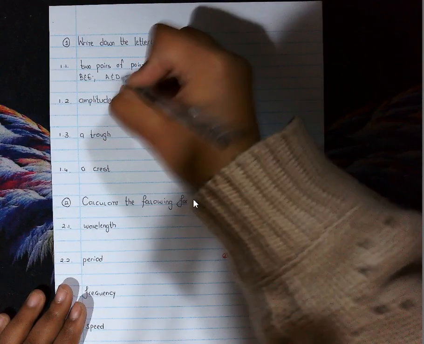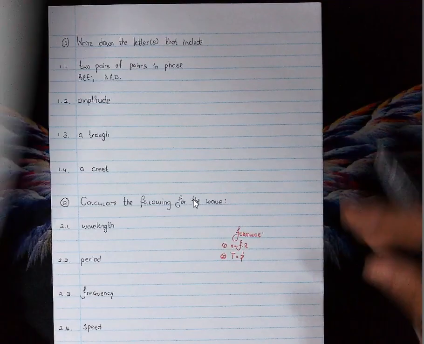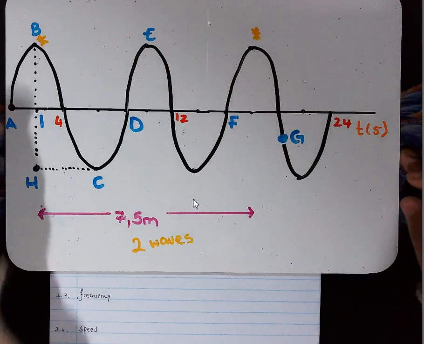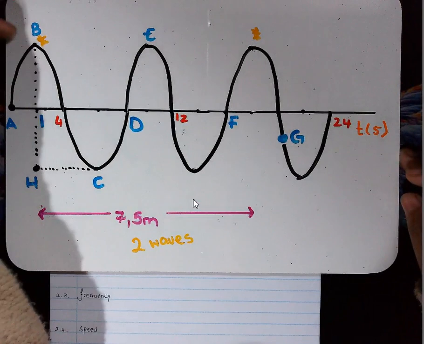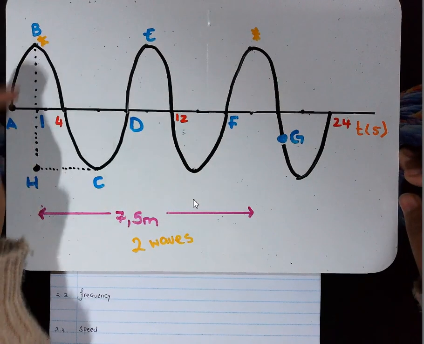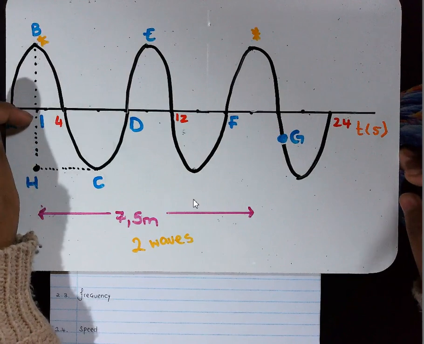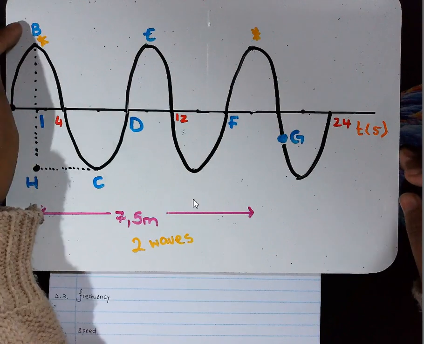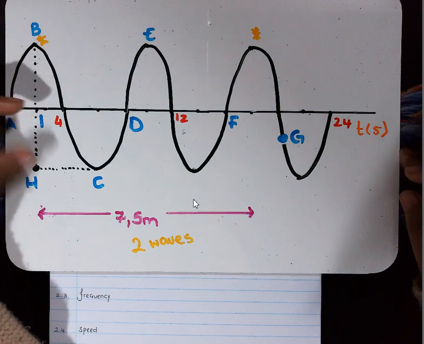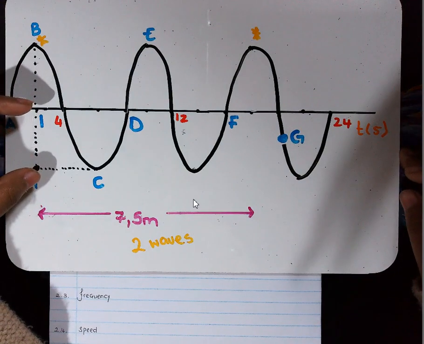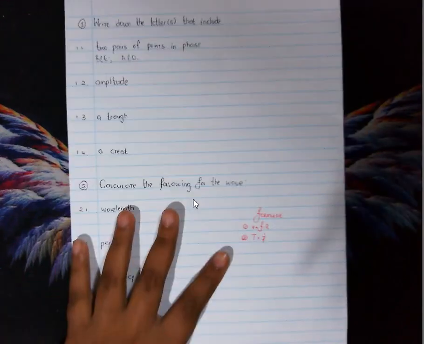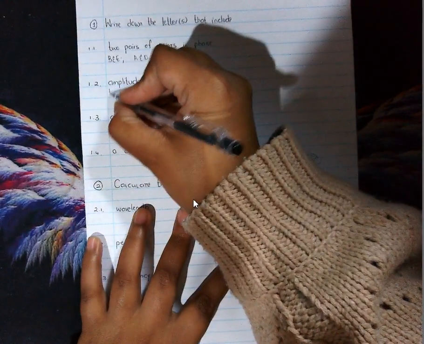Then they ask for points that represent the amplitude. The amplitude is from the rest position to the highest position, in a straight line. So that would be from B to I, or from I to B. That is one way to represent the amplitude, or we could say from I to H, or from H to I. I'm going to go with B to I. So from B to I is where we have our amplitude.